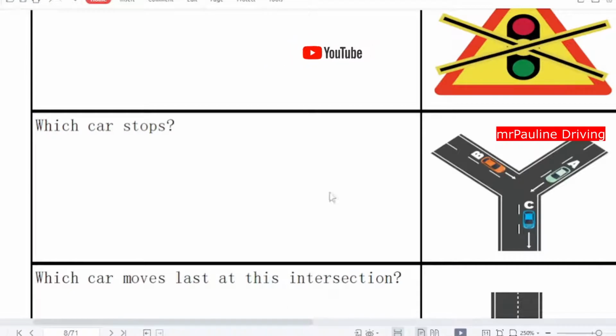Now let's look at this diagram. Which car stops? We have three cars here. We have car B, car A, and car C, as you can see. Now we are looking at which car stops. As you can see, this car has already crossed this intersection, so we are no longer considering car C. Now we are only left with car A and car B.